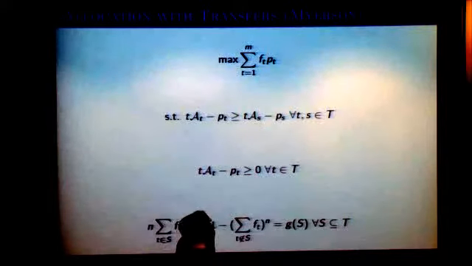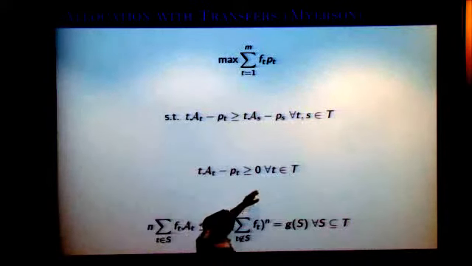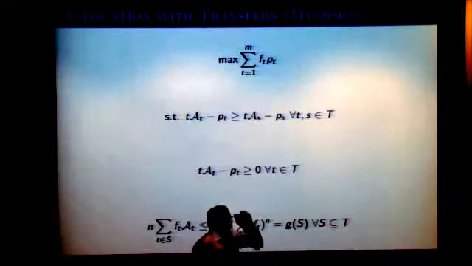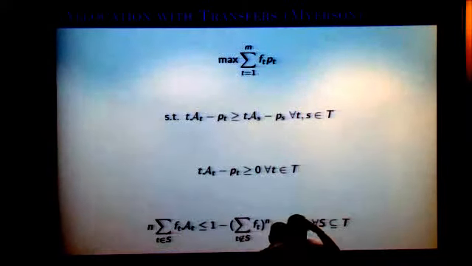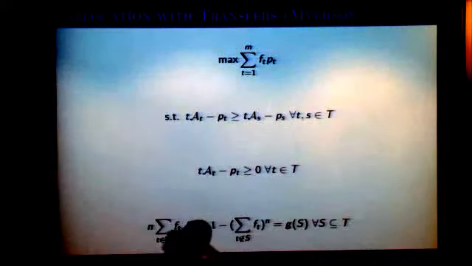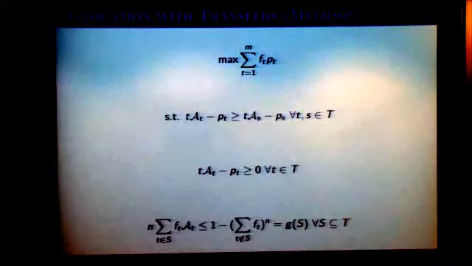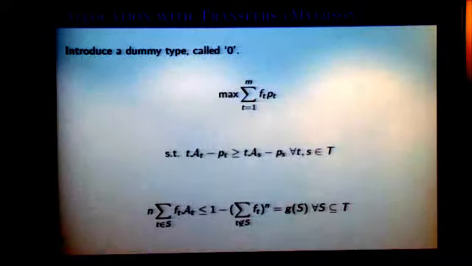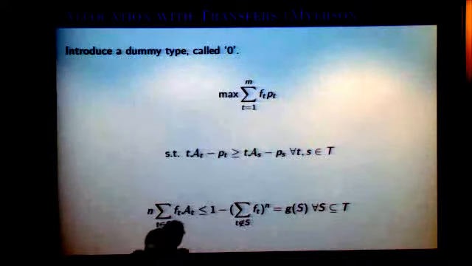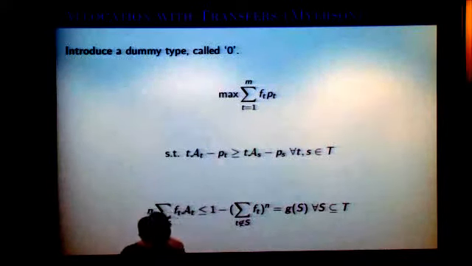One additional thing I'm going to do, it's minor. I'm going to introduce a dummy type called type 0. And the advantage of doing that is I can throw away the individual rationality constraint and just have incentive compatibility constraints. So now when you look at the type space, remember the types include this dummy type. So if you announce the dummy type, that's another way of saying I'm walking away.